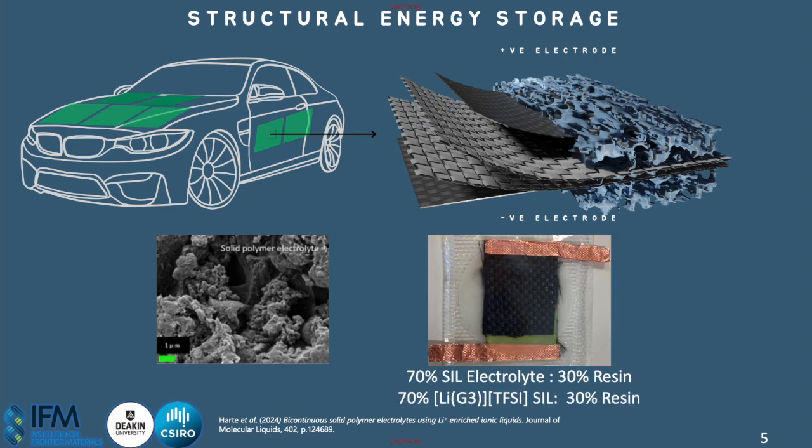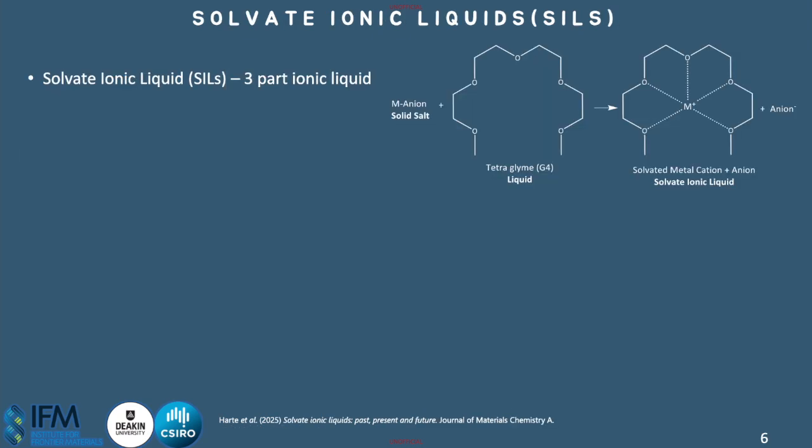At a lab scale, this is what a prototype capacitor device looks like. It uses a glass fibre filter paper as a separator, and it consists of 70% solvate ionic liquid electrolyte with 30% epoxy resin. And we use copper current collectors to act as electrodes in this system and connect to our battery testing setup.